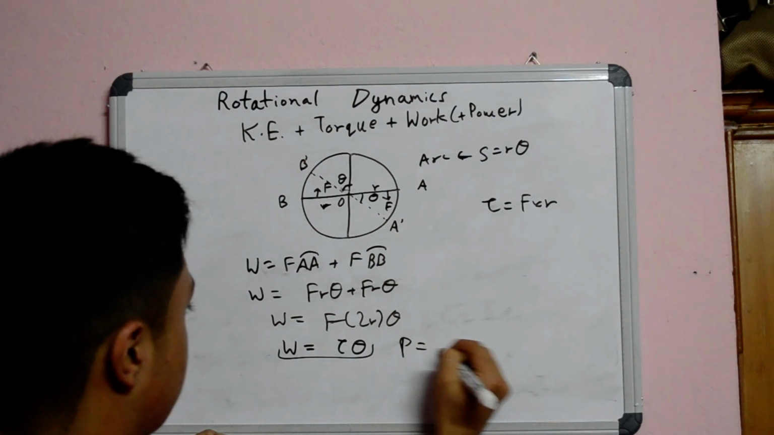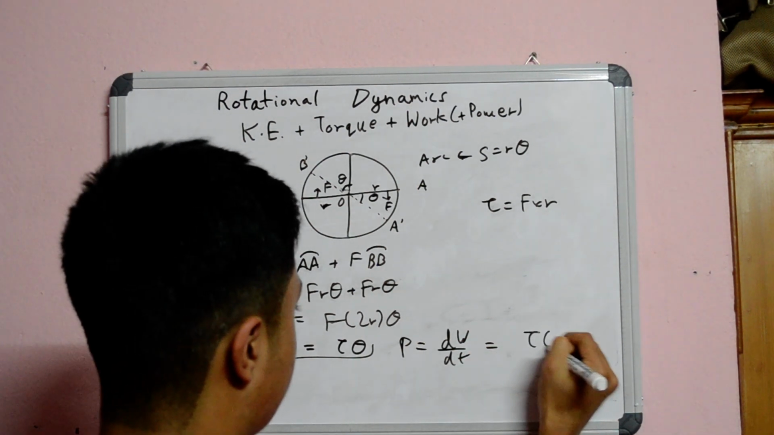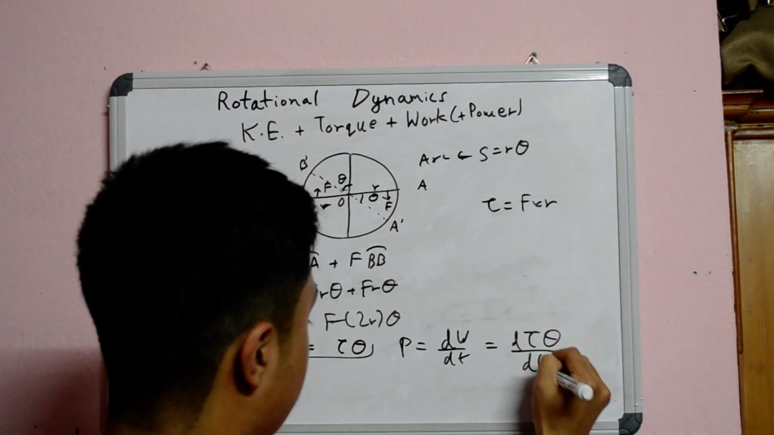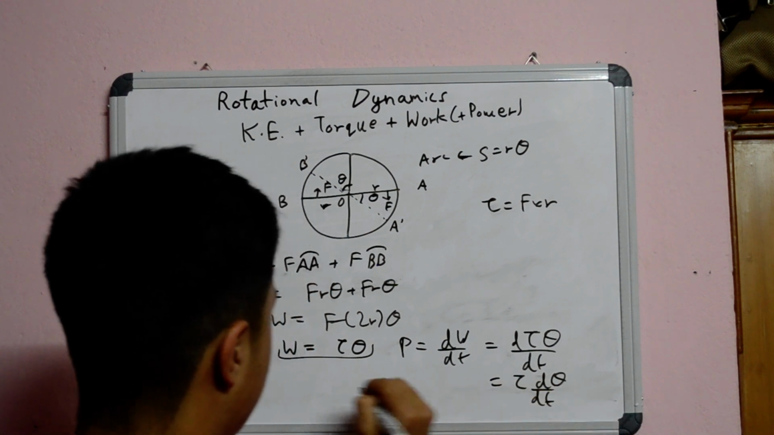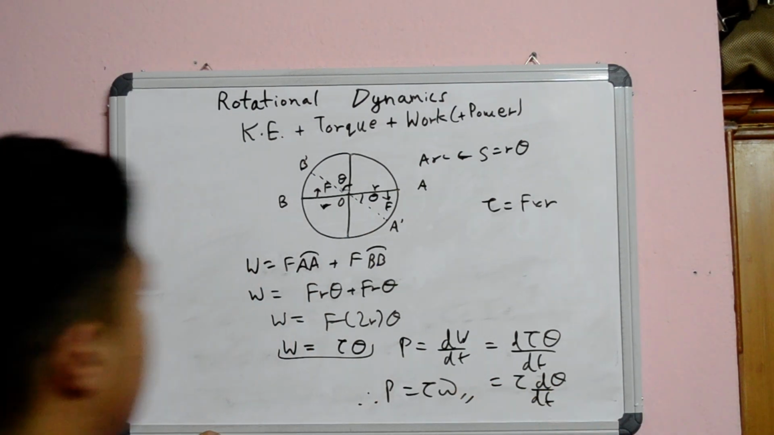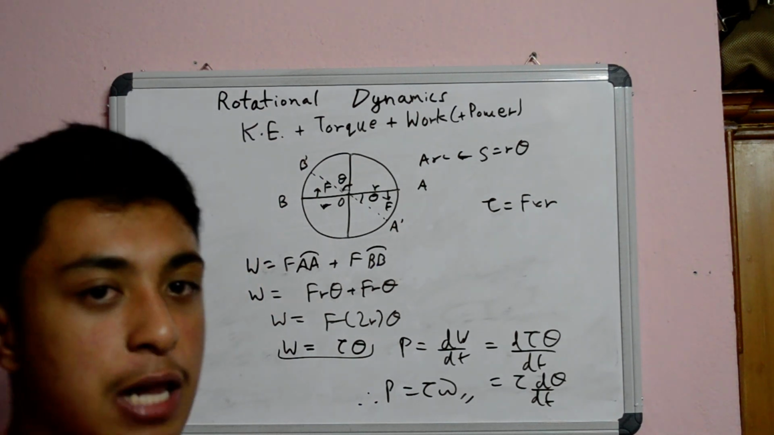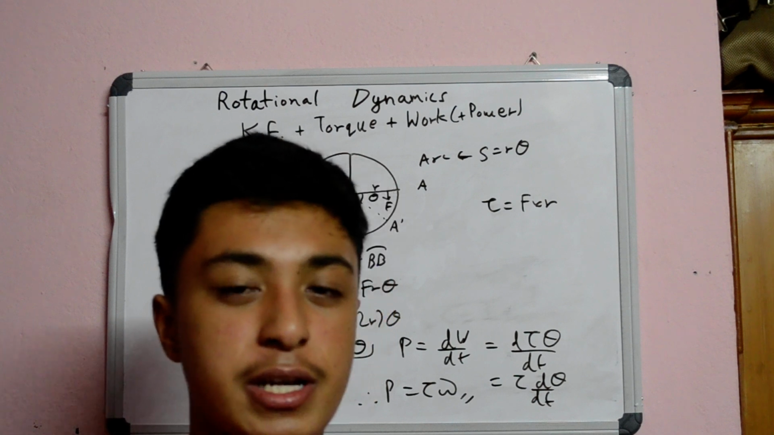Now for power, it's just dW by dt, which is tau d theta by dt. Tau is constant, so it goes outside, giving us power equals tau omega. This is required for rotational dynamics. I'll be doing angular velocity and conservation of angular momentum in the next video.